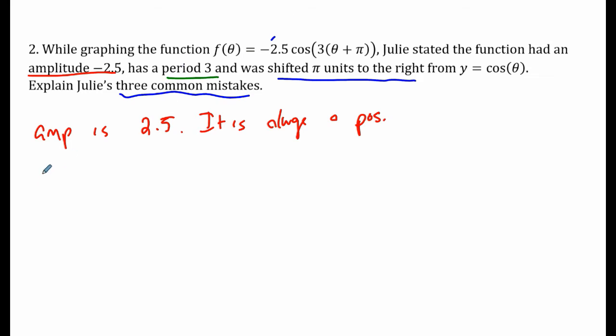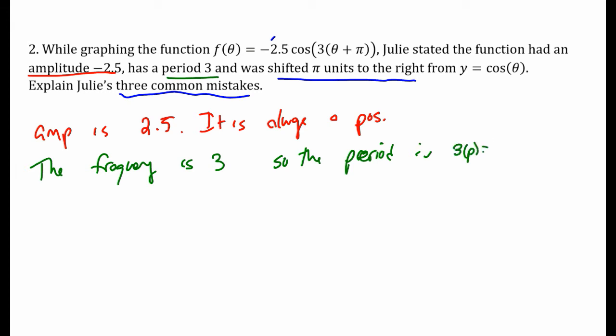It doesn't have a period of 3, the frequency is 3. That's the number in front of our variable. The frequency is 3, so the period is 3 times p gives me 2 pi, which implies that p equals 2 pi over 3. The period is 2 pi over 3 here, not 3. The number we see in the equation is the frequency, not the period.